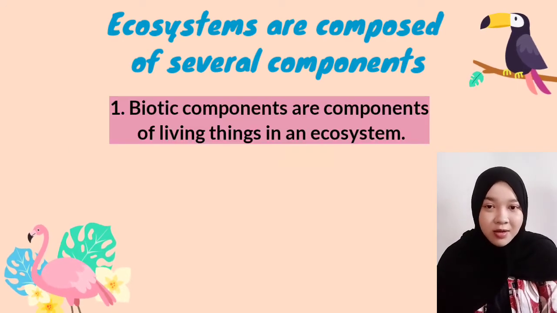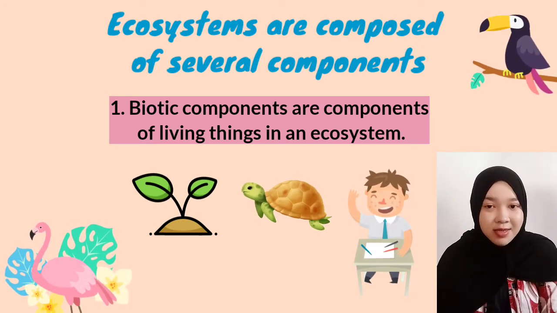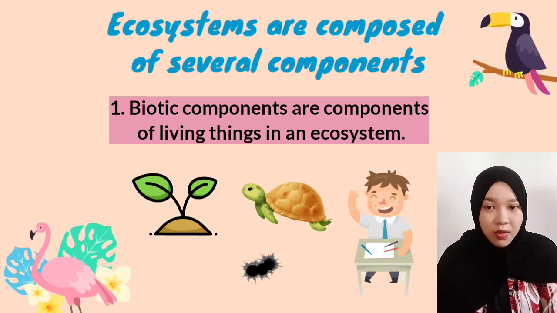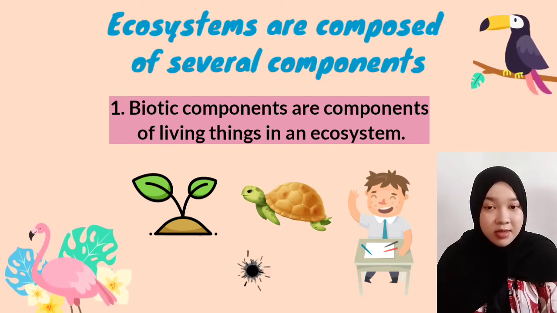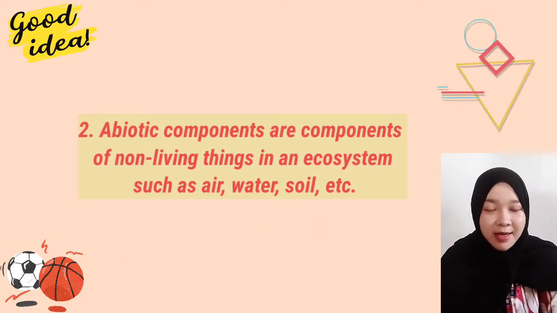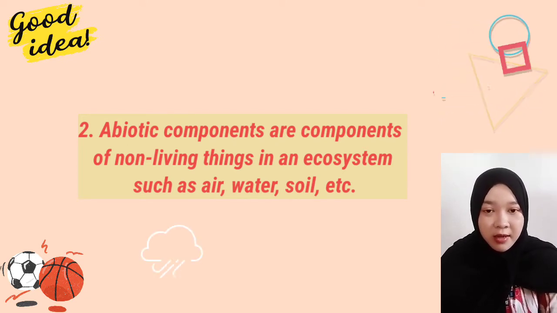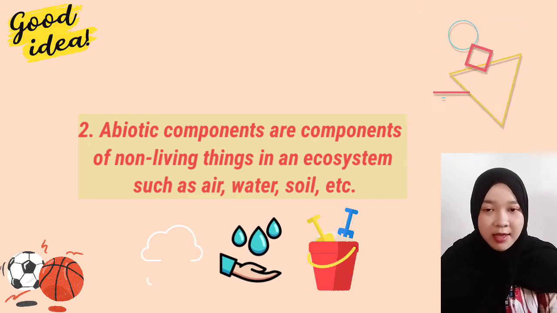Biotic components are components of living things in an ecosystem. Examples include plants, animals, humans, and bacteria. So, all living things in an ecosystem are called biotic components. And then, abiotic components. Abiotic components are components of non-living things in an ecosystem such as air, water, soil, and etc.